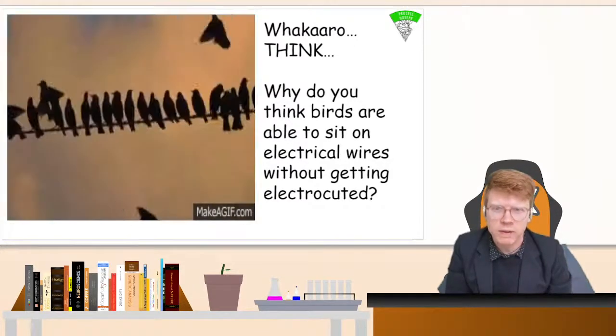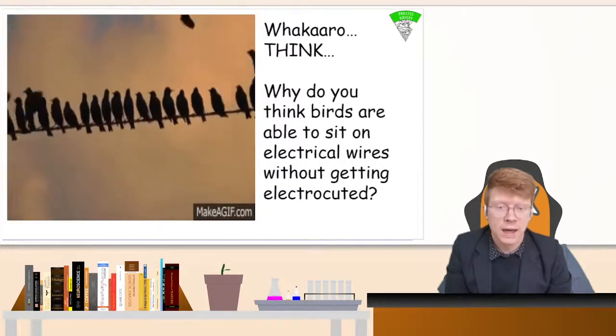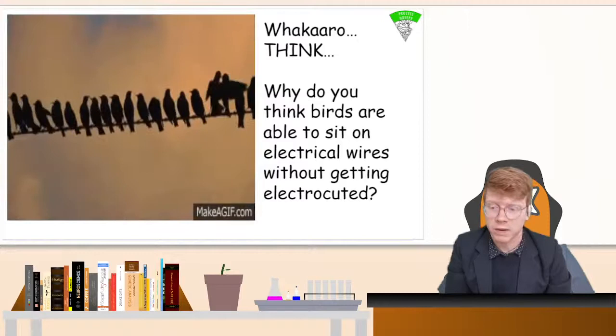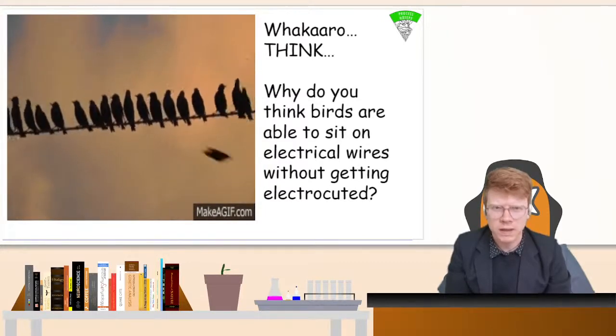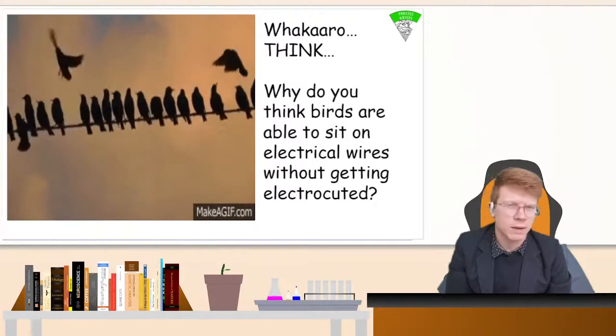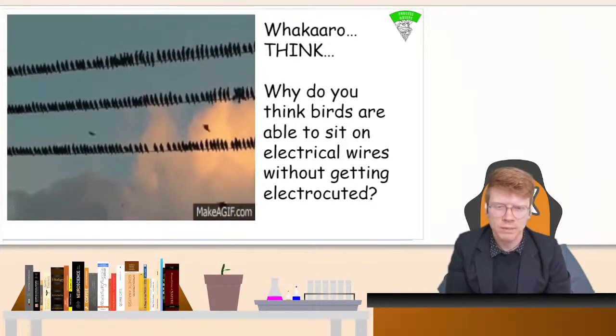There's a lot more current moving through those, particularly high voltage electricity lines, which sometimes run from place to place. So see if you can pause and have a bit of a think. Reveal the answer in a few seconds. Okay? In 3, 2, 1.